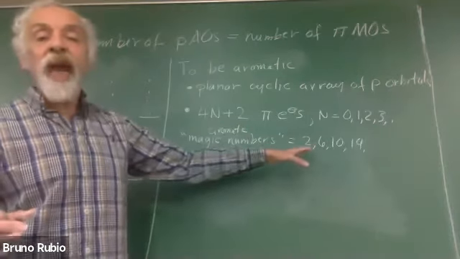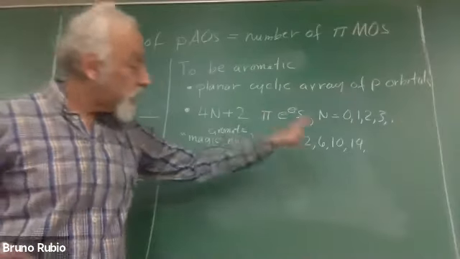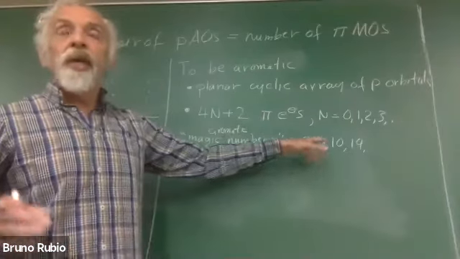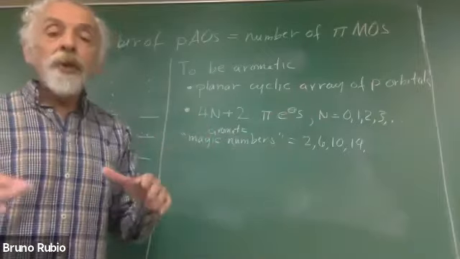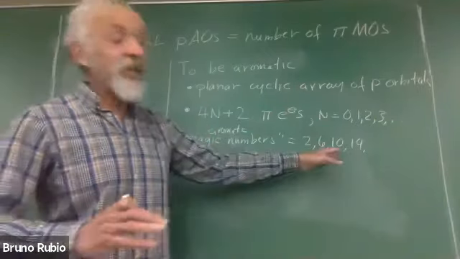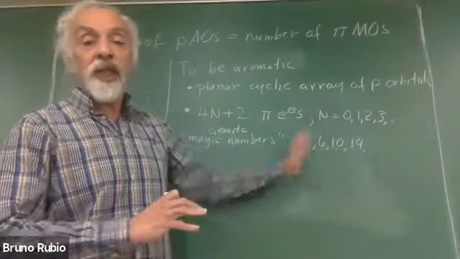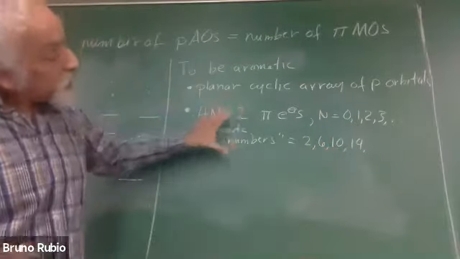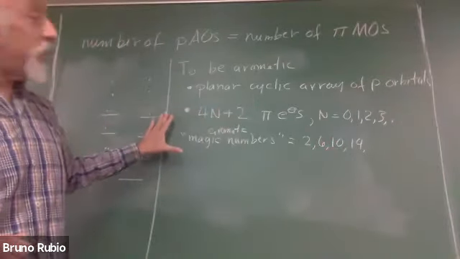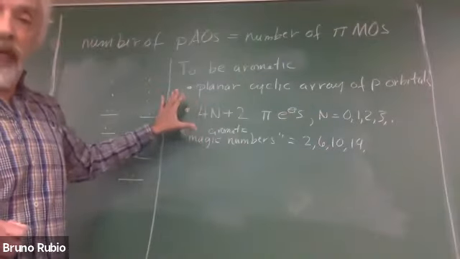3 is the next odd number. 3 times 2 is 6. 6 is an aromatic magic number. The next odd number is 5. 5 times 2 is 10. That's the next aromatic magic number. Okay, so this is the criterion for aromaticity.